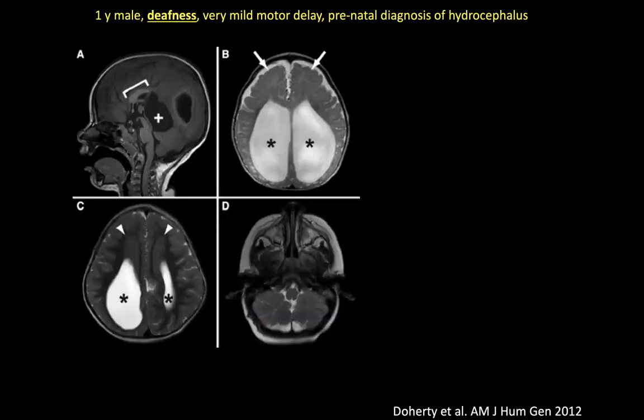The last case that I want to show you is another pattern recognition case. It is very, very important, because again, the clinical context is important. This is an infant with deafness and some mild motor delay and prenatal diagnosis of hydrocephalus. So deafness and very minor neurological symptoms do not let you expect this terrible appearance of the brain.